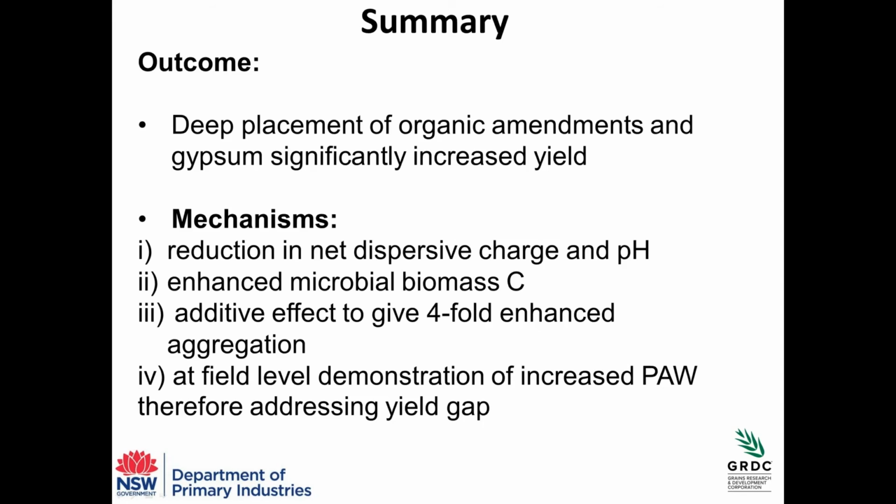Otherwise, I have seen some results from other projects where they put 15 or 20 in a medium rainfall zone, and they didn't actually get that grain yield response. Yeah, that's a good point too.